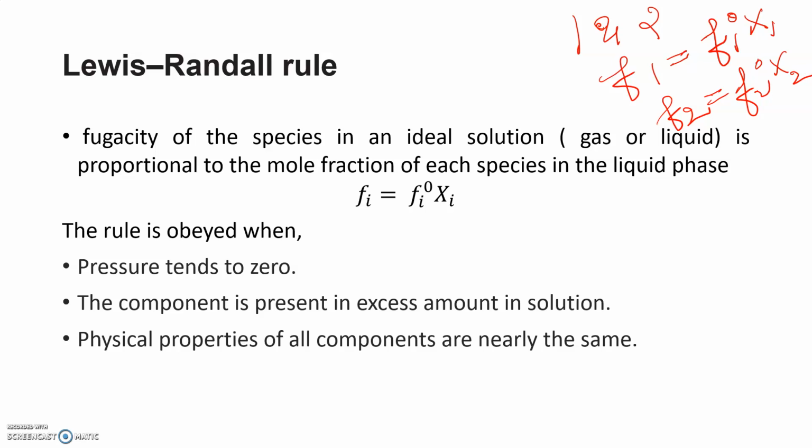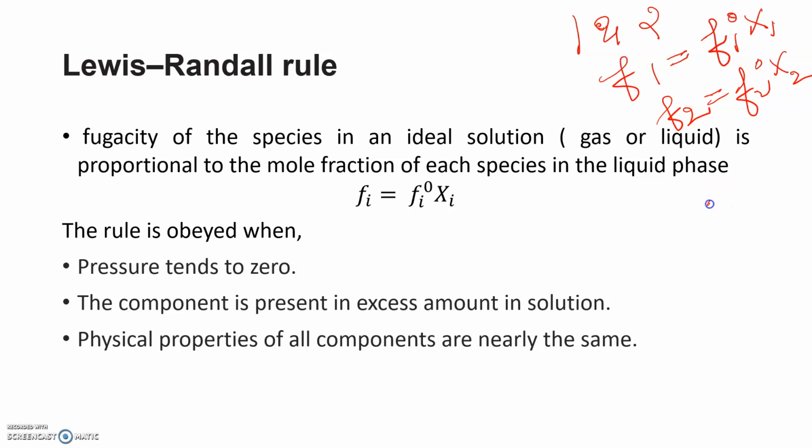F10 and F20 are the fugacities of the components in the pure state. We are considering the solution, and F10 and F20 are those of the pure components before they form the solution. Generally we can write Fi is equal to Fi0 into Xi, where Xi is the mole fraction.